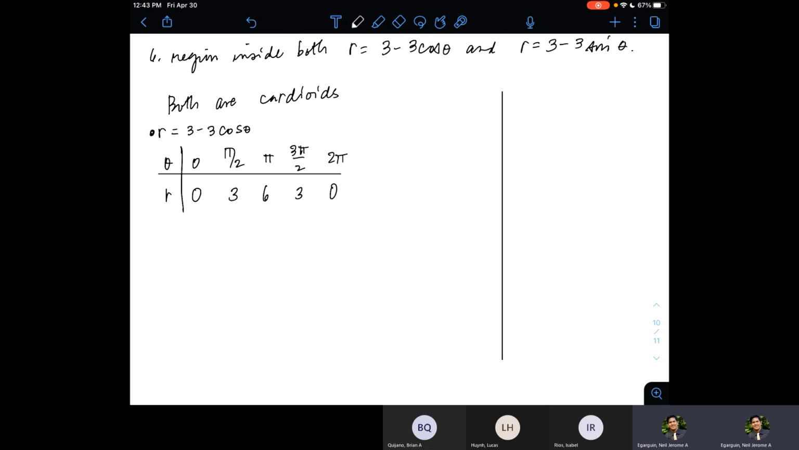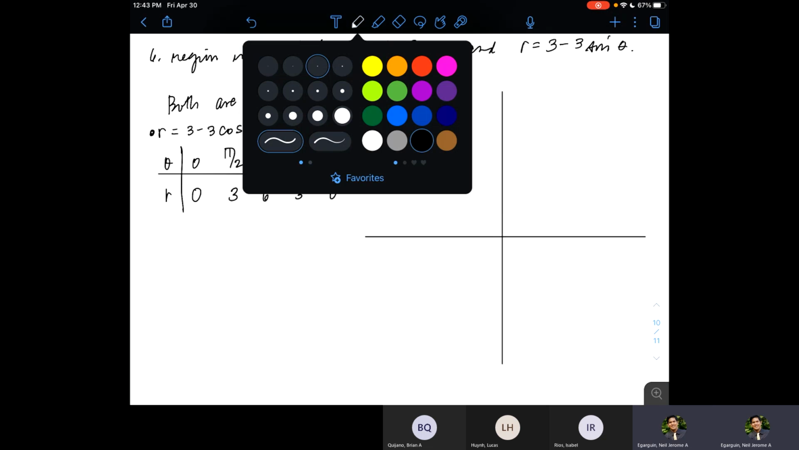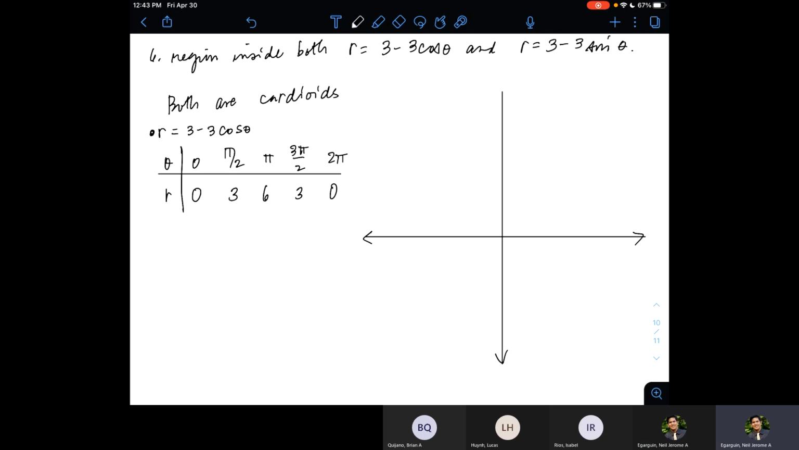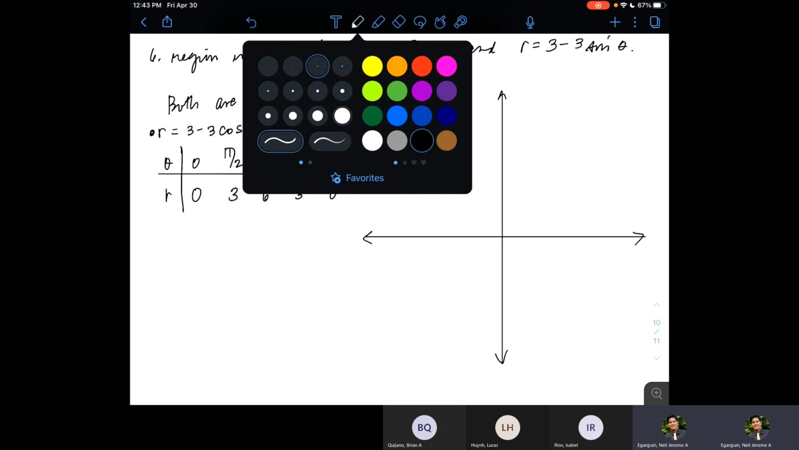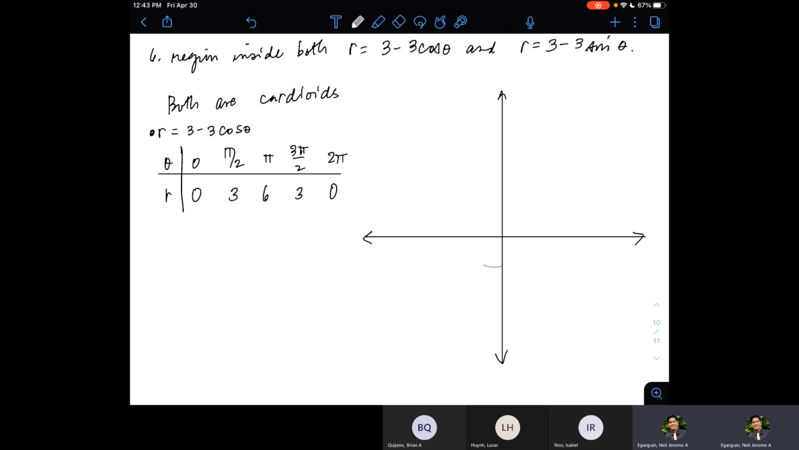Now let's sketch the graph. Now, what are the radii here? 3 and 6. So let me draw a guide circle here. Say this is the circle of radius 3. And say this is the circle of radius 6. Okay, radius 6.